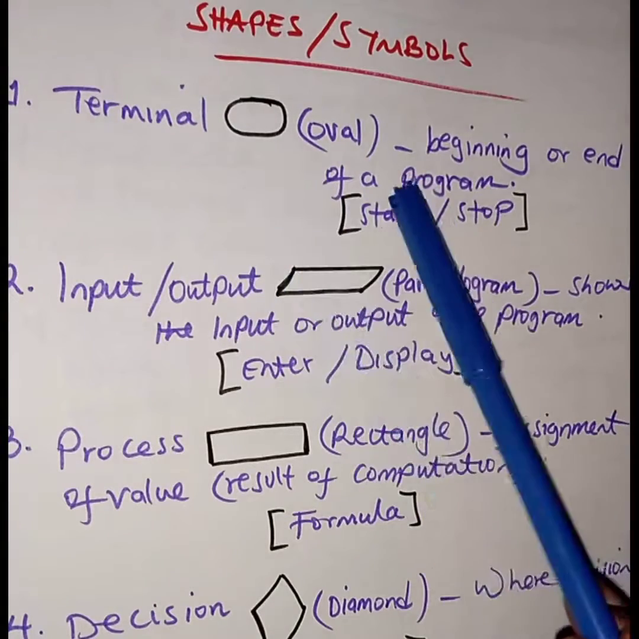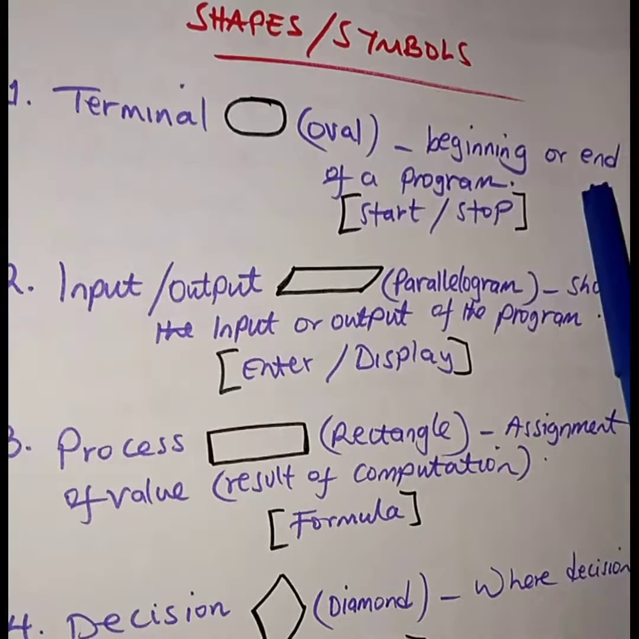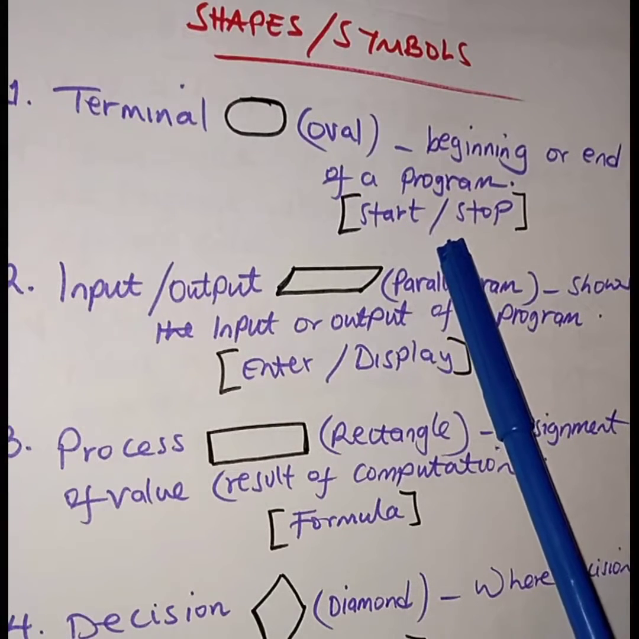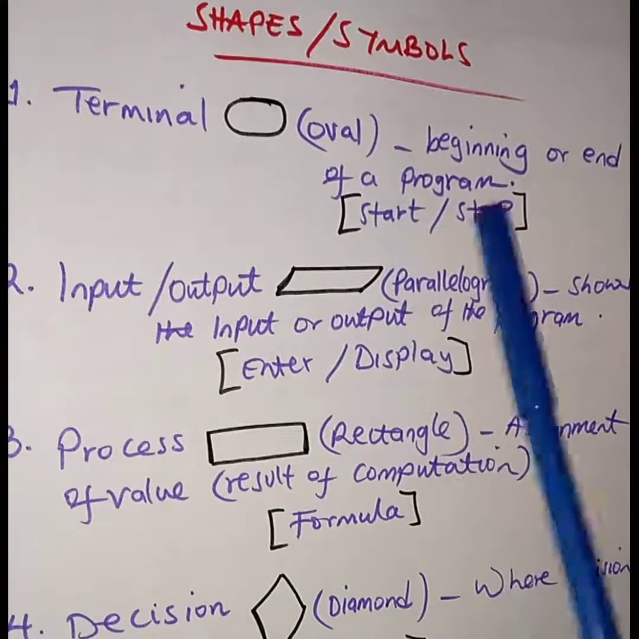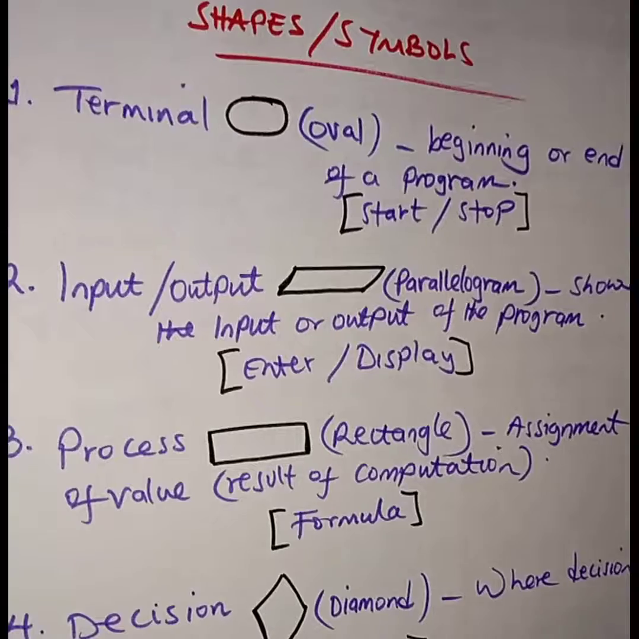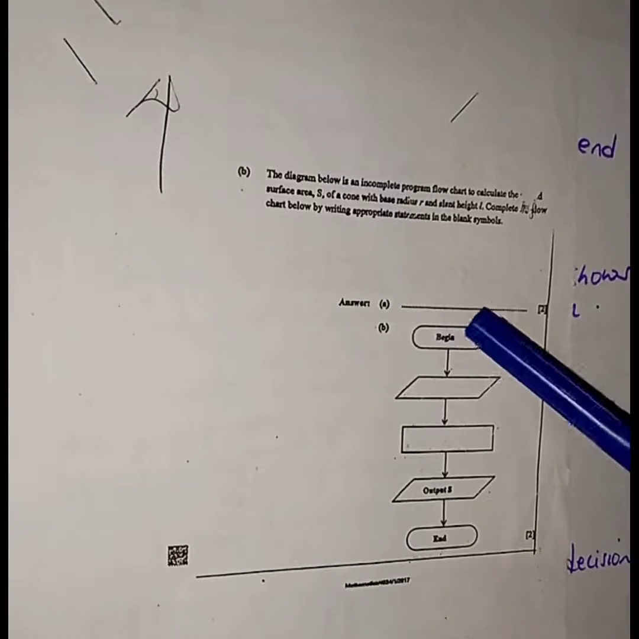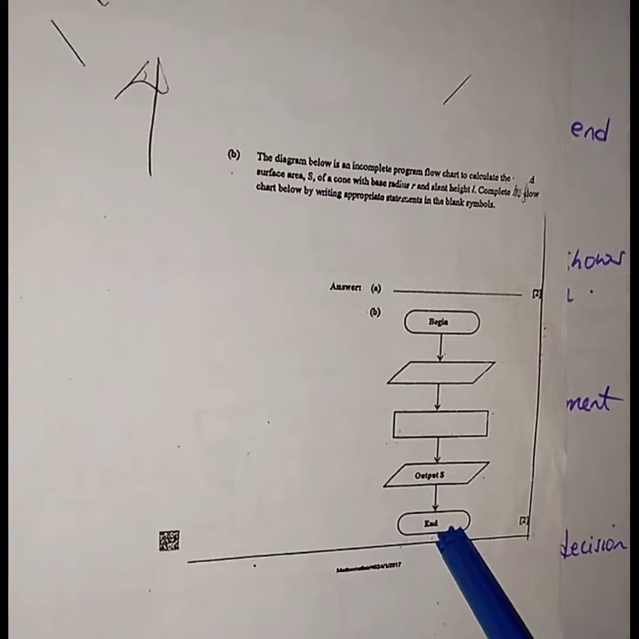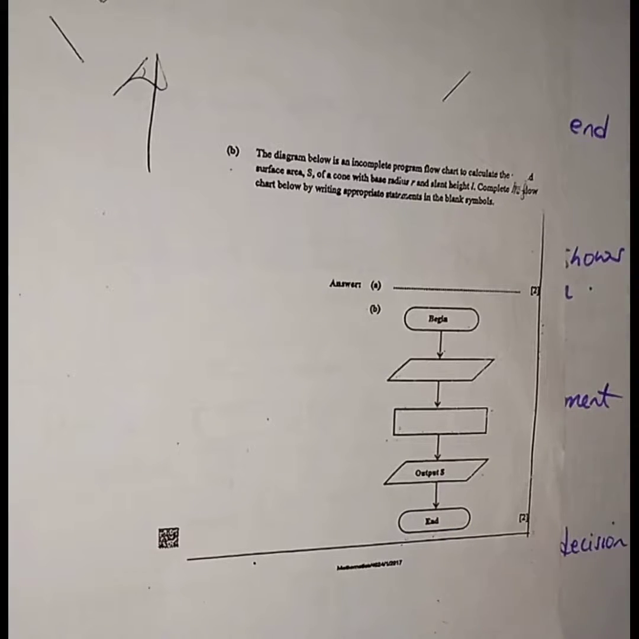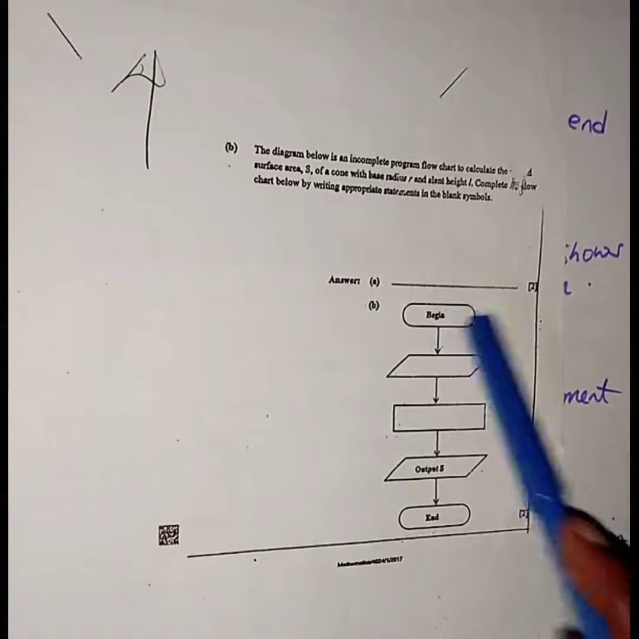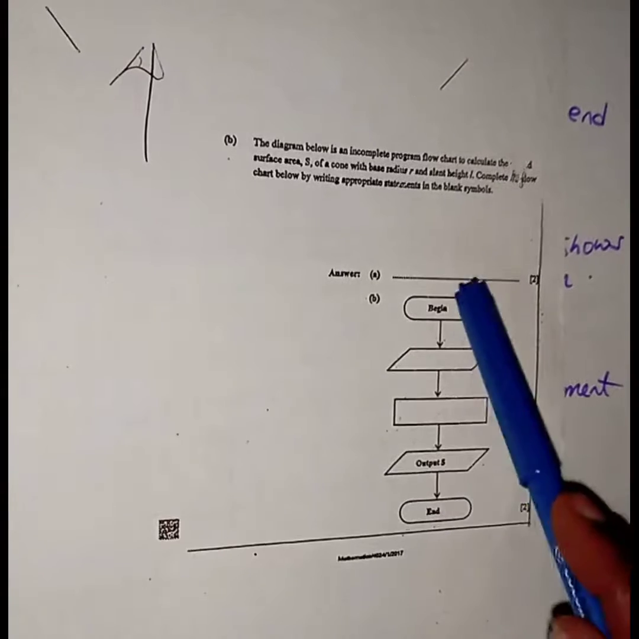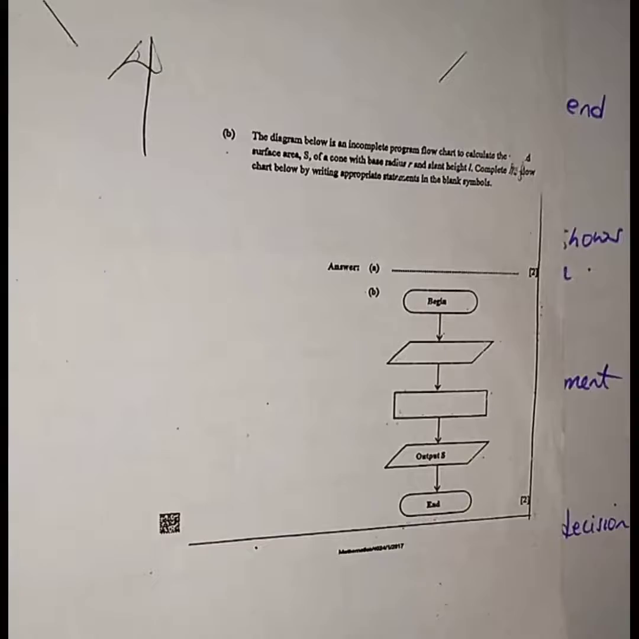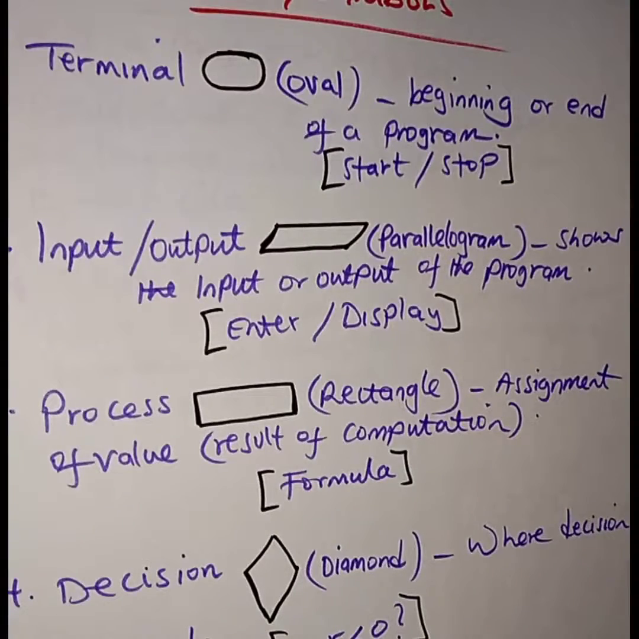So, for the terminal, it shows the beginning or end of a program. Same as saying start or stop. For example, this is a terminal. It shows the beginning of a program, and this is another terminal showing the end of a program. So there are times they will write start here, and here it will be written stop, or begin, then here end. So we move on.